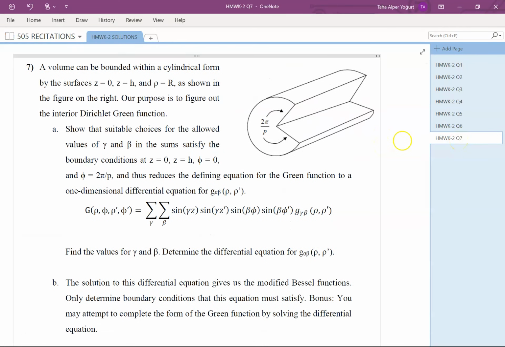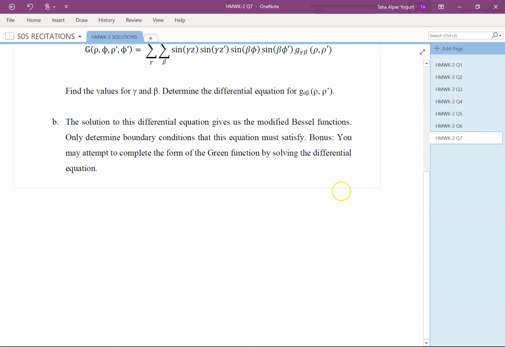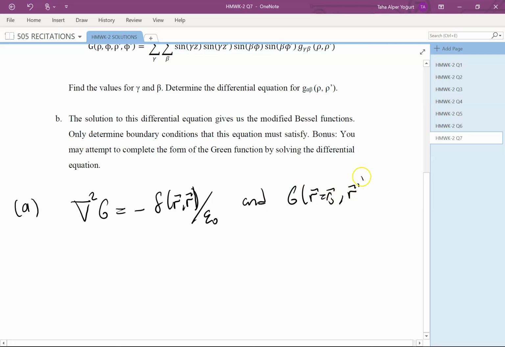In this problem, again, I will quickly go over it. On the 7th problem, again, it's a boundary Green function problem, but this problem now requires the following. Again, I need to be satisfying these. Right? And G at R equals to RS, R prime is equal to 0. That was the whole idea.